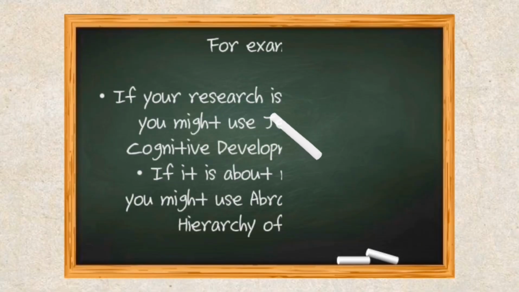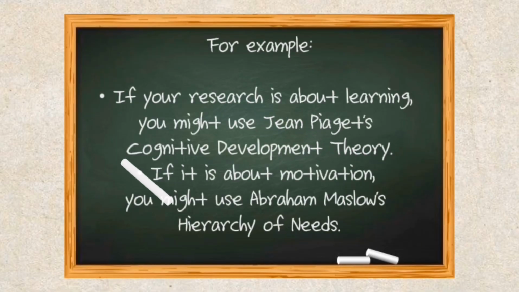The third one is the theoretical or conceptual framework. This part presents the theory or model that supports your study. A theoretical framework is based on an existing theory developed by other scholars. A conceptual framework, on the other hand, shows the relationship between your variables. This is usually presented in a diagram.